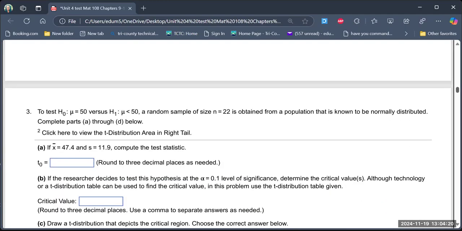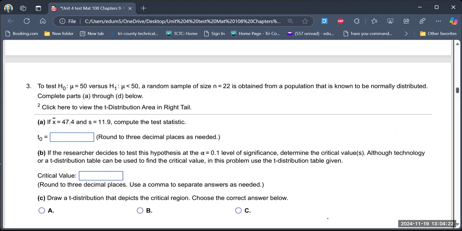Okay, so let's look at this question. If you look at question number 3, it's a hypothesis testing for me. And then let's read the question. This is a right tail test. How do I know that? Because the alternative hypothesis given to me says less than.